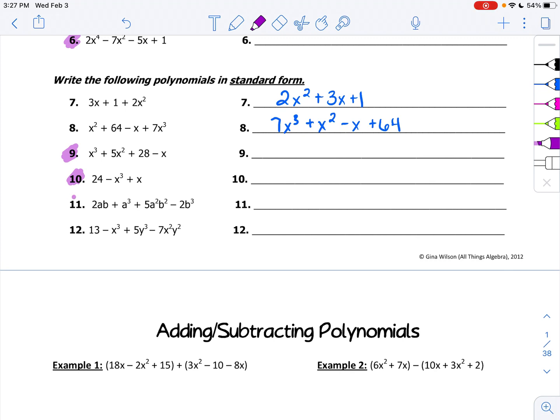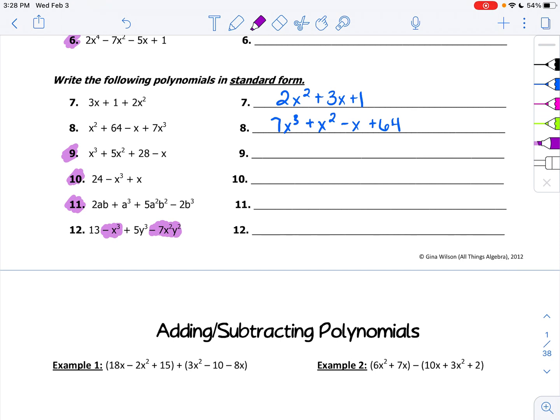And go ahead and highlight number 11, and let's look at number 12. So number 12, you do have multiple variables. You have an x and a y. So we want to make sure we put it in alphabetical order first. So alphabetically, x comes before y. So we want to look at all of our terms that have an x. And that would be these two that I've highlighted.